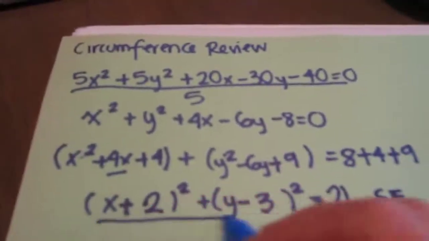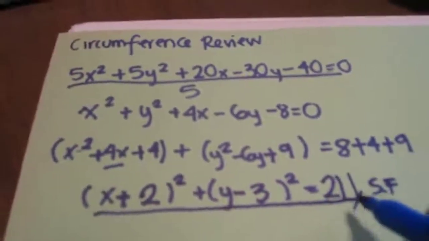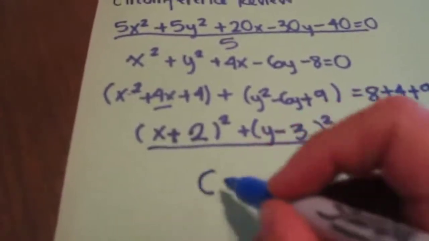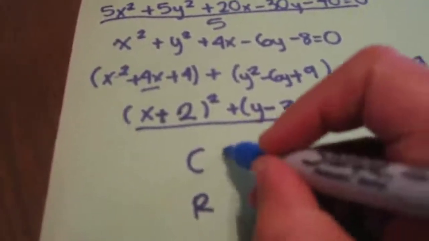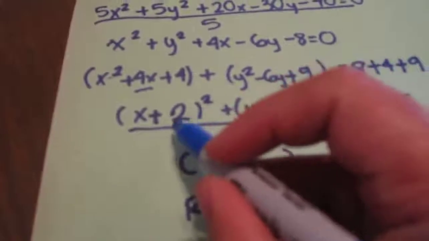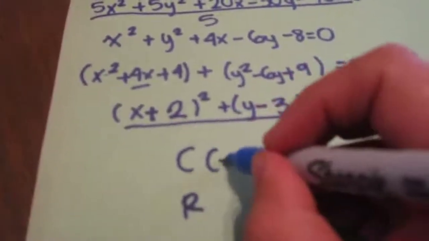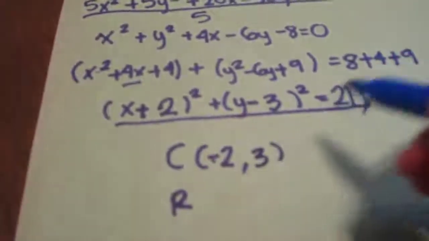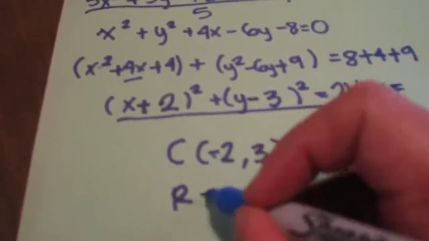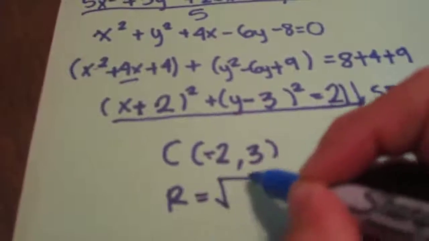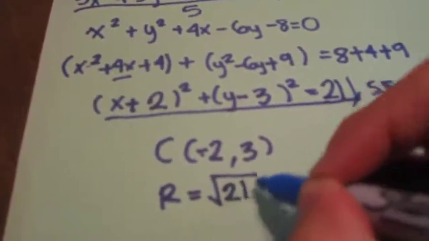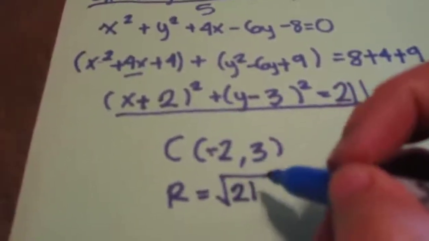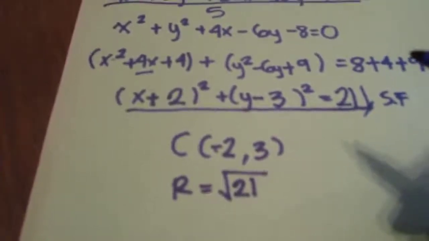With the standard form, now you're ready to write down the center and the radius. For the center, you just need to change the sign. If you have plus 2, it's going to be minus 2. And if you have minus 3, it's going to be plus 3. And the radius, remember, is going to be the radical of the number outside. If you don't have a perfect square root, write it as a radical, and that's it.